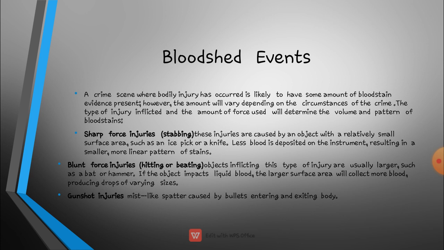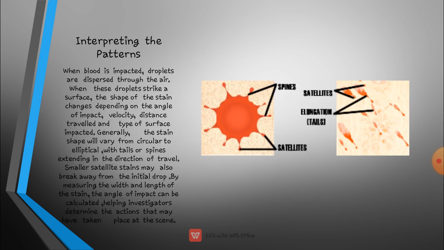Next is gunshot. Mist-like spatter is caused by a bullet entering an existing body. It results in the shedding of a large amount of blood due to the gunshot.